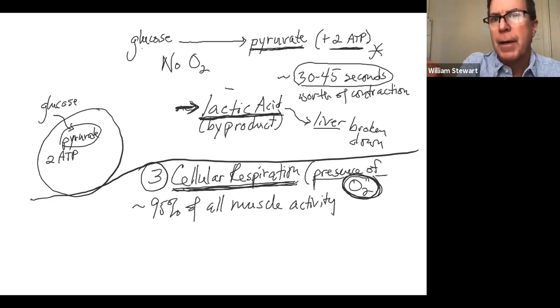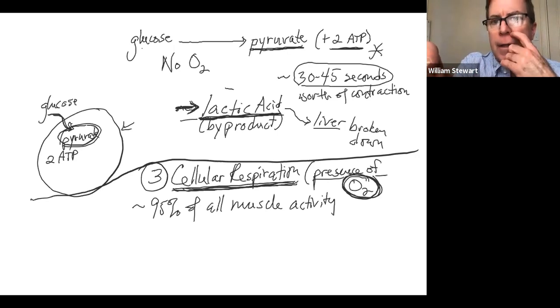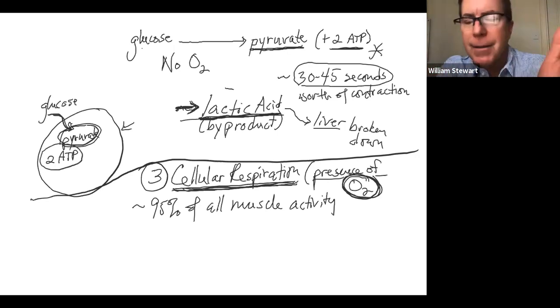Now, I'm going to go back to my cell right here. Glucose, when it first gets broken down into 3 carbons, we get pyruvate and lactic acid, and we get 2 ATP. That's not super efficient. That's not many ATP molecules.